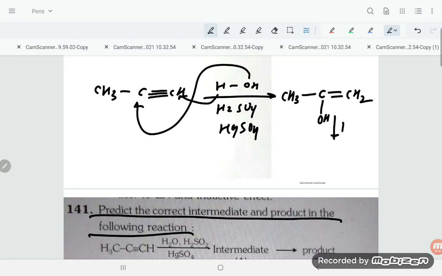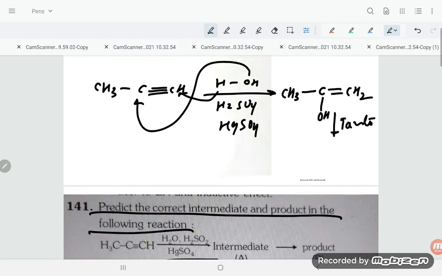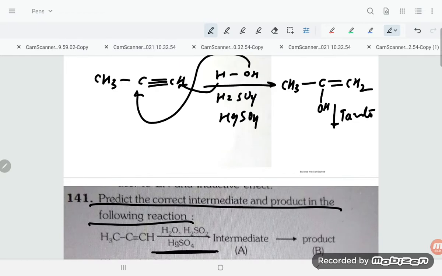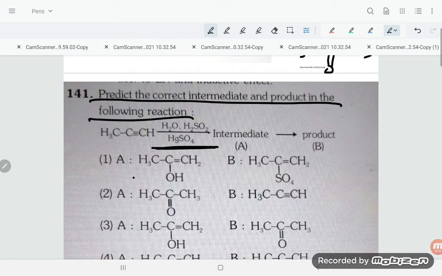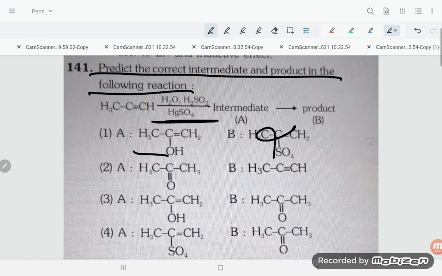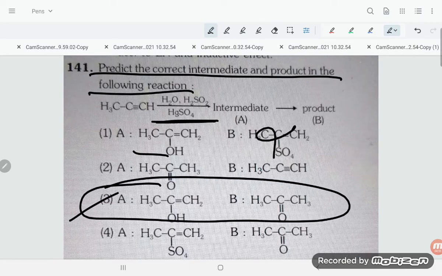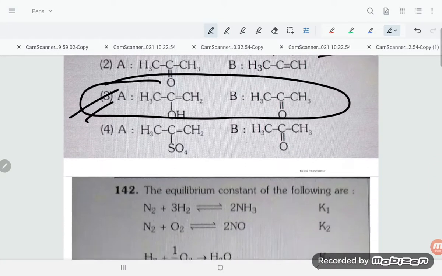So this becomes tautomerism. What will happen in the tautomerism? This hydrogen is going to move here. So a ketone will form, C double bond O and CH3. That is intermediate A; the others are wrong. A ketone will form, so the correct option is option number 3. This is a direct NCERT problem, which you can check in the NCERT.